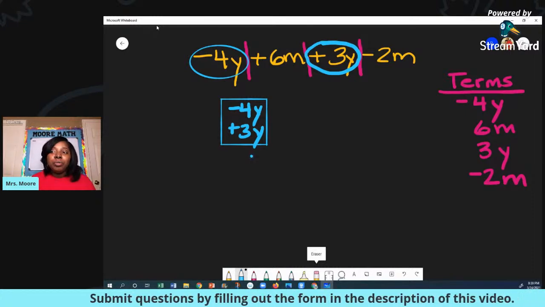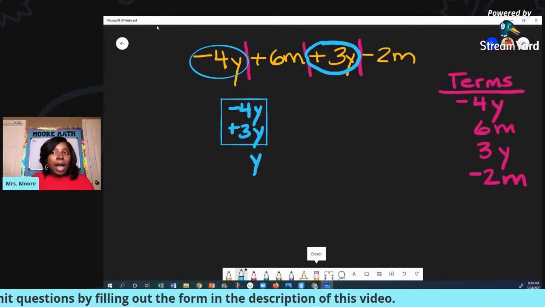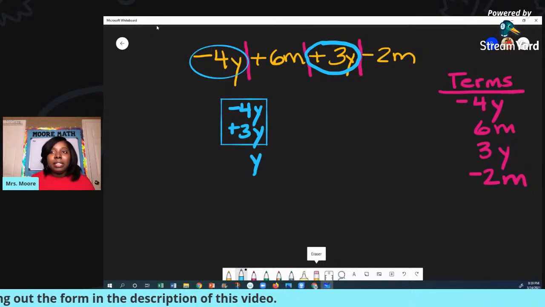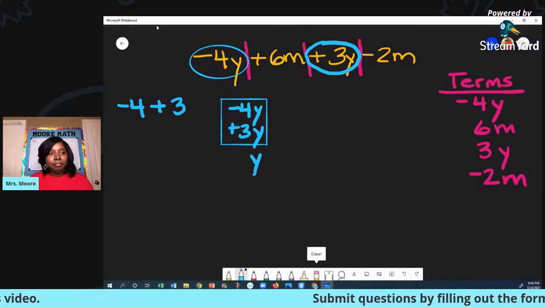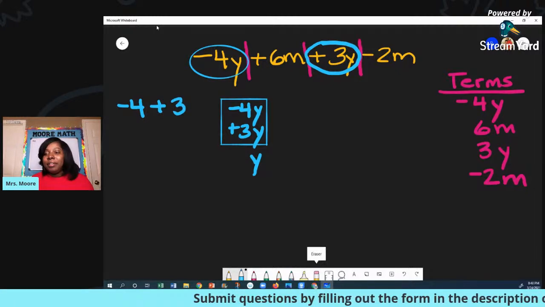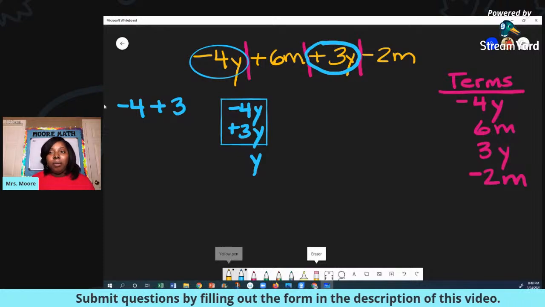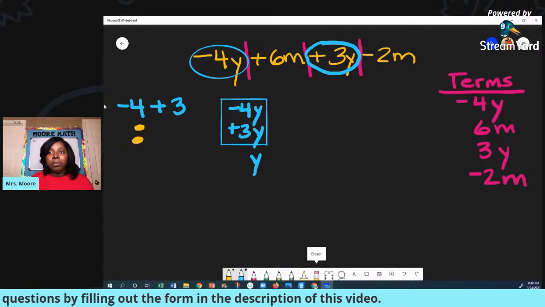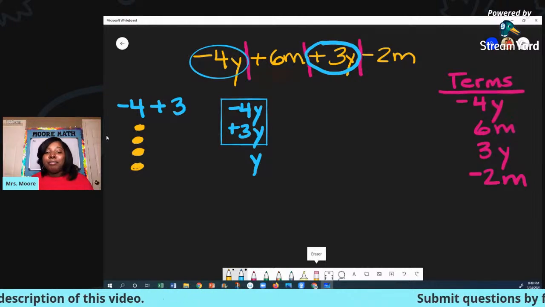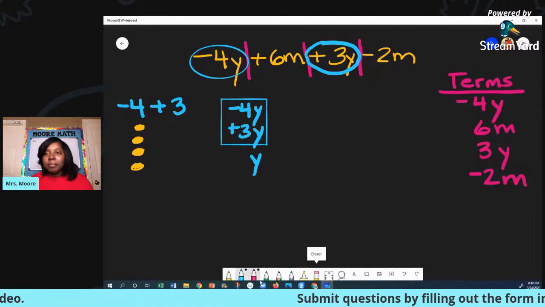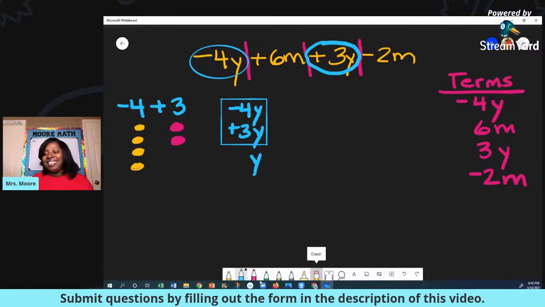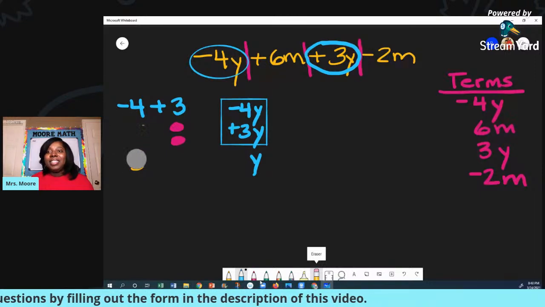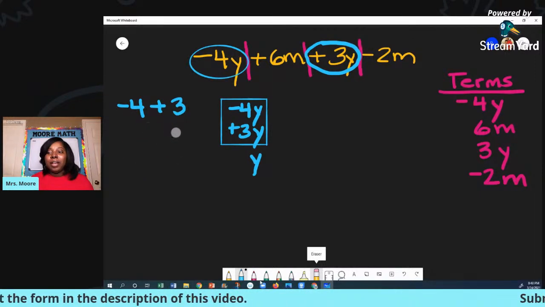We know there's a bunch of y's in here, so my answer is going to come out y. But what about these? I have a -4 plus 3. So if you have 4 negative chips, 1, 2, 3, and 4, and 3 positive chips, 1, 2, sorry, y'all. I mixed them up. I know I was using positives as yellow, so I don't want to confuse you.